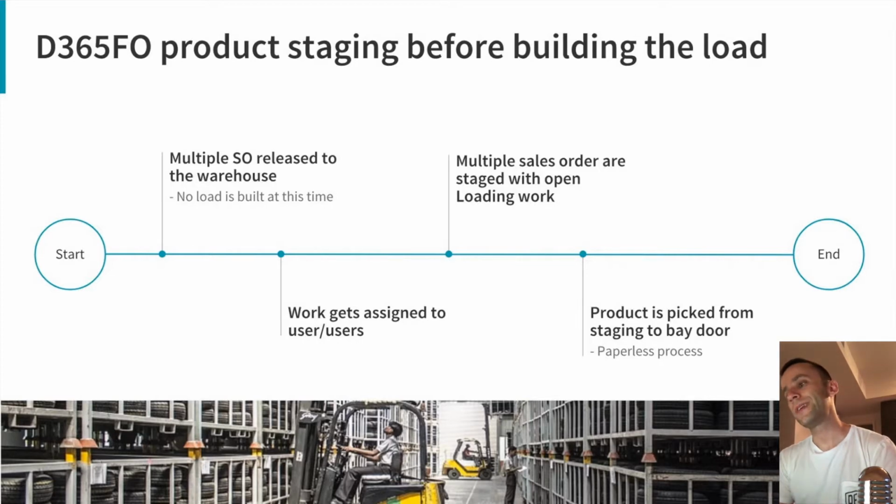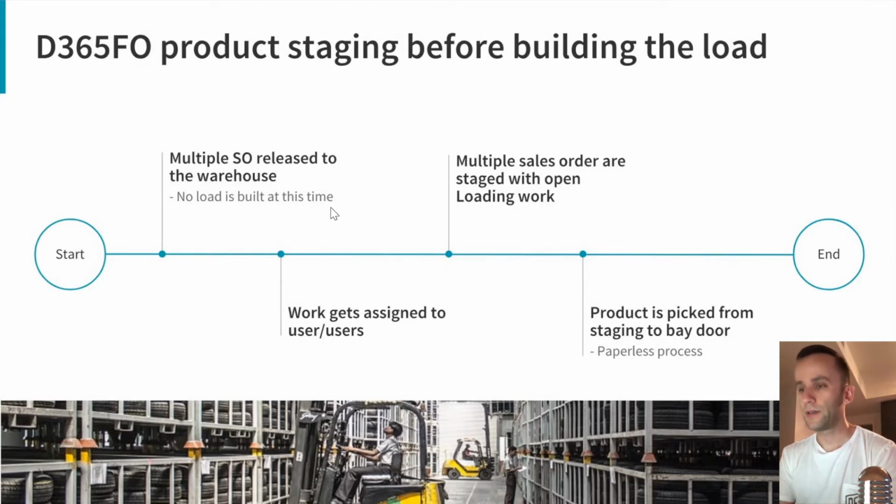So we're going to release multiple sales orders, and again, this is where we still don't know the load. We just want to stage the product because the warehouse workers have some downtime, right? So at this point, we're releasing multiple sales orders to the warehouse. Each sales order will create a load. Once we have the work, I had a requirement that the work has to be distributed manually by the warehouse manager to users, right?